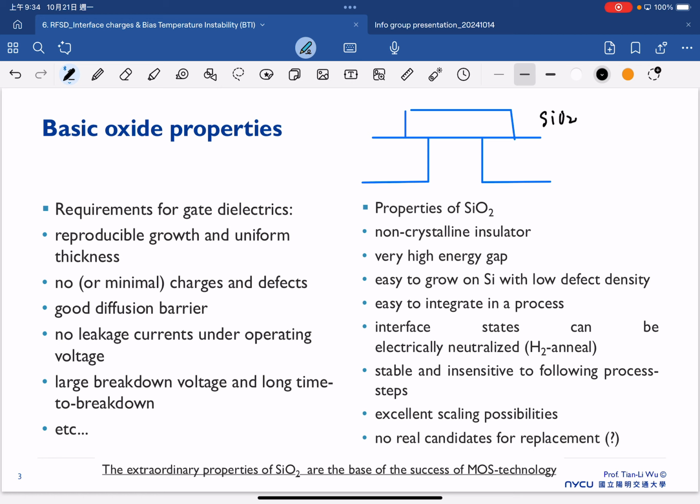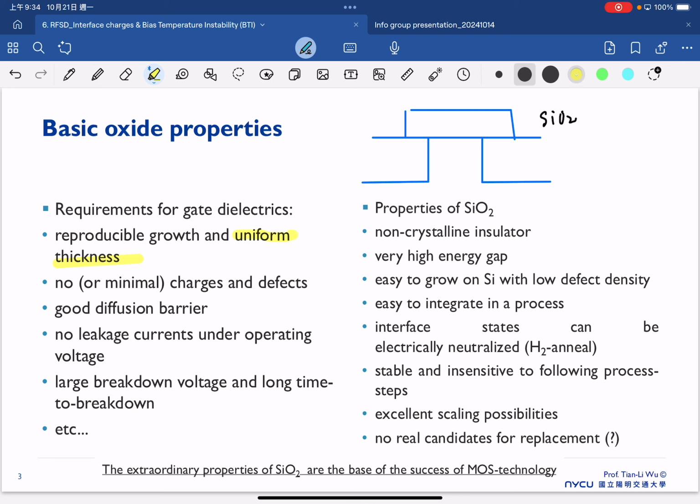So therefore, we have to understand that if we want to have the dielectric used in the transistor, what's a typical requirement for the gate dielectric? And the first one is that the dielectric has to be able to grow reproducibly and also has a uniform thickness. That's very important, especially if we move to large wafer sizes beyond 8-inch or 12-inch, then the uniformity of the dielectric is very important.